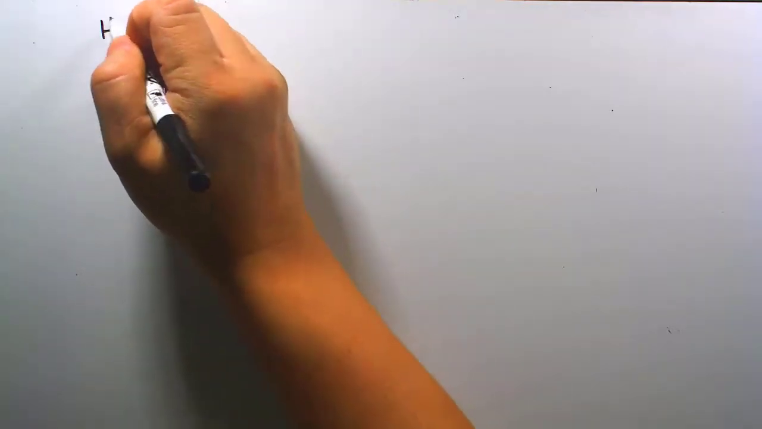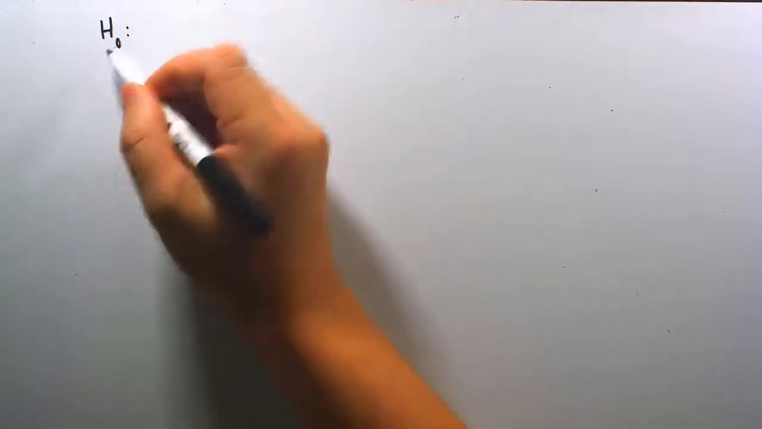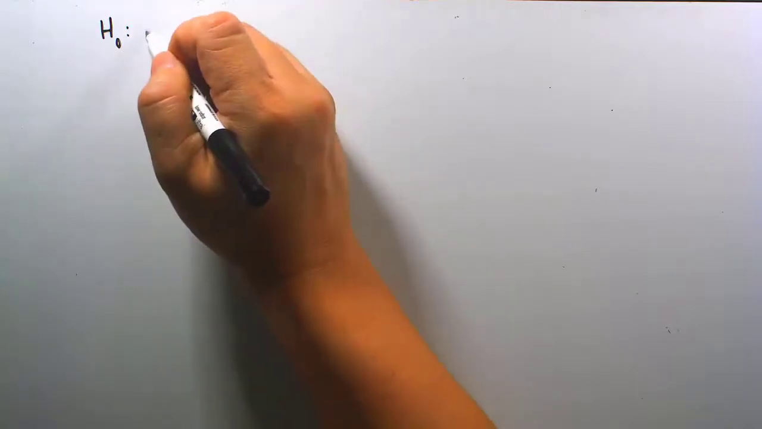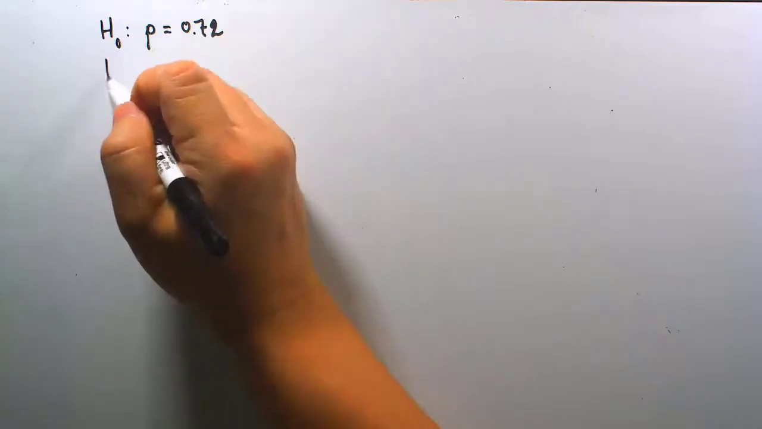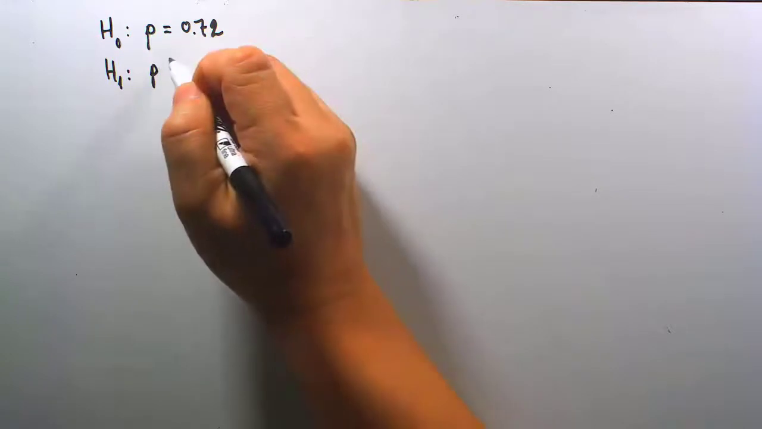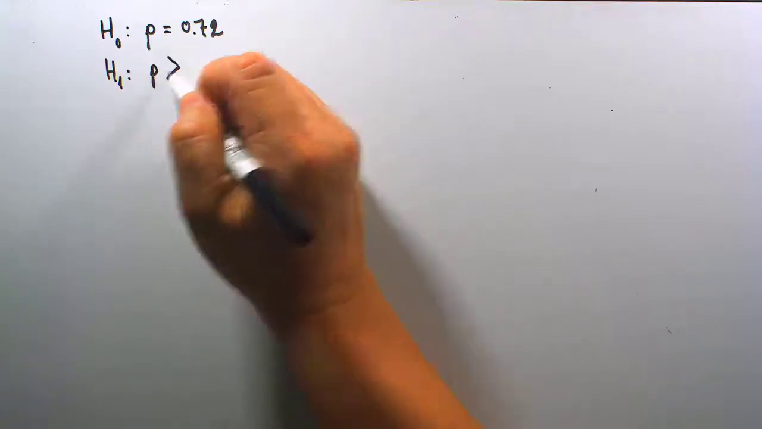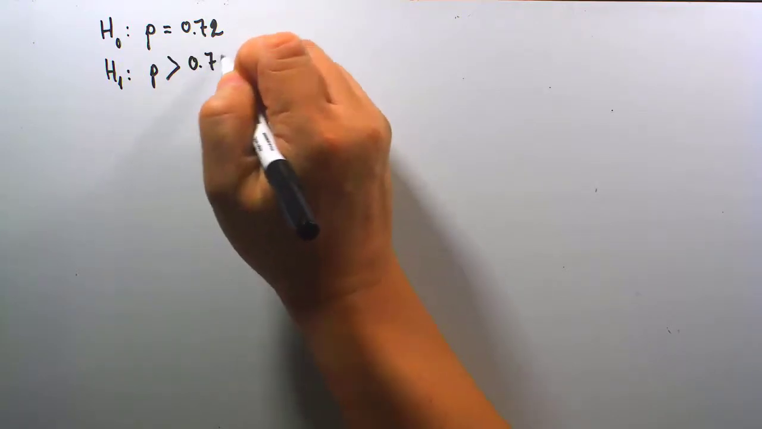All right, so now we are looking at the explanations for the steps previously done in example 3. So we already concluded our two hypotheses: the null hypothesis was P equals 0.72, and the alternative hypothesis was suggesting that generally P should be greater than 0.72.